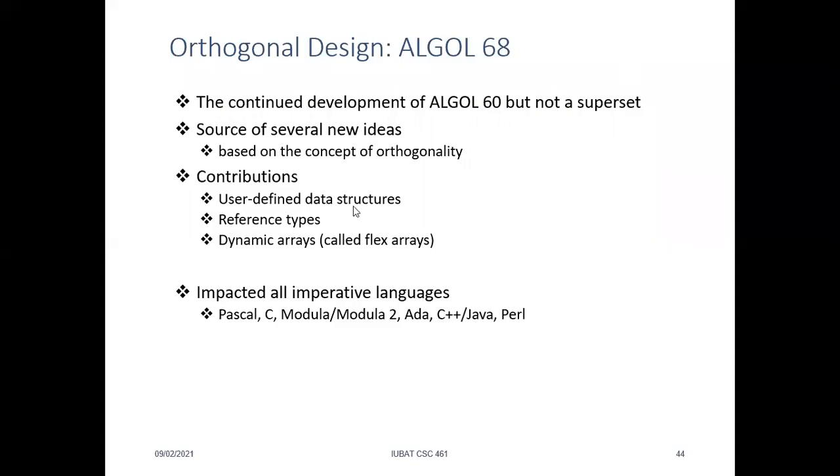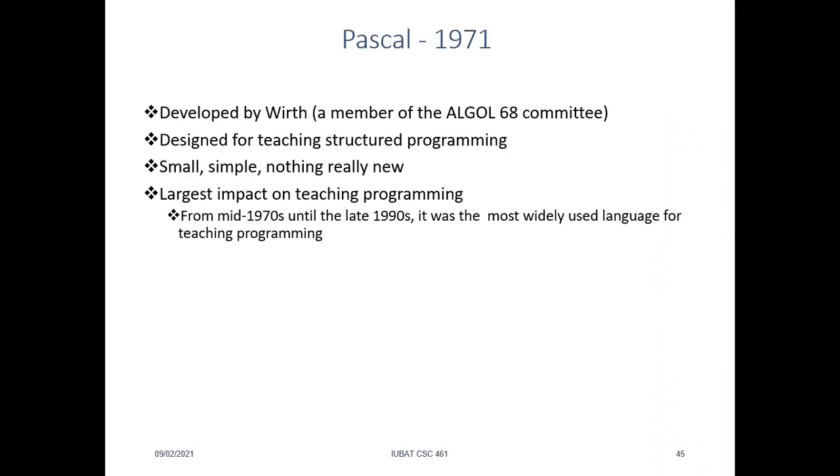As I was saying, Algol 68, one programming language that contributed different user-defined data structures, reference types. It contributed dynamic arrays, and it impacted all the imperative languages such as Pascal, C, C++, Java, and Perl. So the orthogonal design had a long impact.